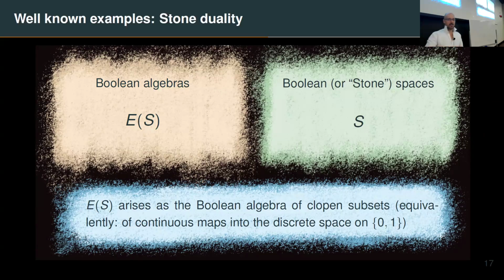So we need to know how to get back again. And luckily, it's nice and easy. You just look at all of the sets that are both closed and open at the same time, the clopen sets, and you get a Boolean algebra. But you can also do this by way of morphisms. It's just the Boolean algebra of all continuous maps into the discrete space on 0, 1 under pointwise Boolean operations.